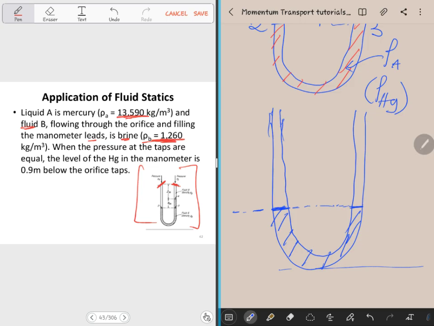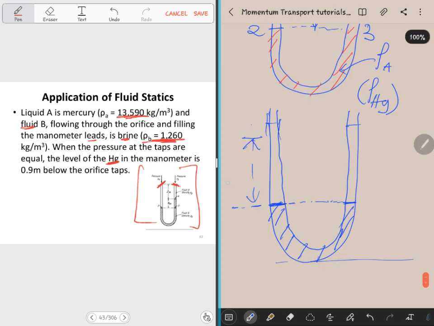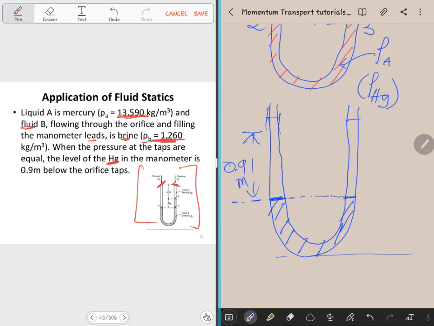That's what it's saying. When the pressure at the taps are equal, the level of Hg, that's mercury, in the manometer is 0.9 meters below the orifice tap. So there's the orifice taps. Okay, so that's what they are saying. Then again, most of the times they won't tell you all this. At times they'll just draw the diagram, or at times they'll just say it, and then you have to deduce how it is, and then be able to answer the question that they are asking.